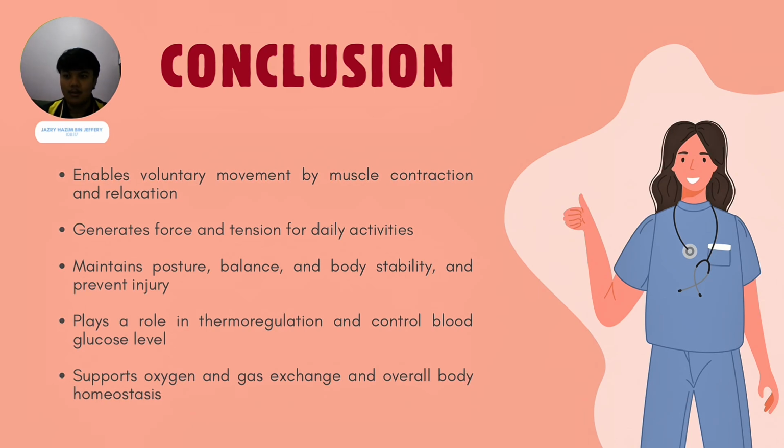The muscular system works closely with cardiovascular, respiratory, digestive, and renal systems to support oxygen and gas exchange. Altogether, these interactions highlight the importance of the muscular system in sustaining normal body functions and overall health. Without muscles, everyday activities like walking, lifting, or even smiling would not be possible.